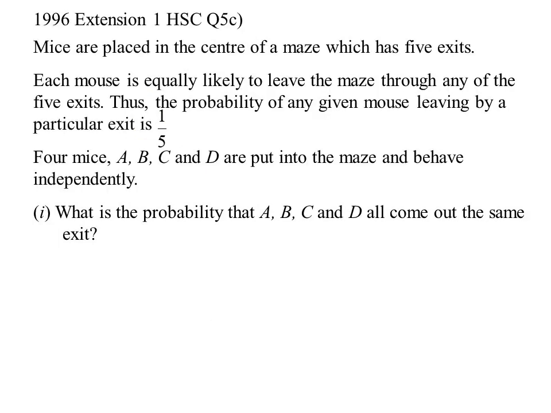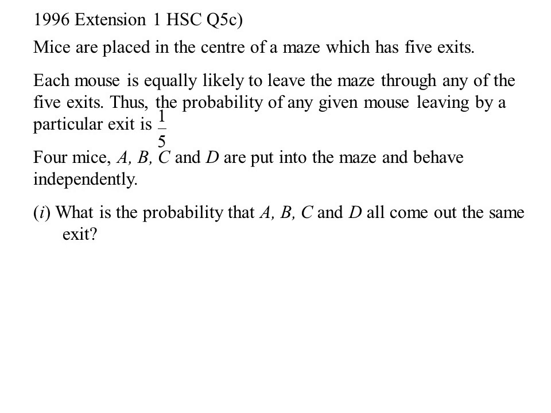Here's a really nice HSC question. It's a very old HSC question. How old is that? It's almost 30 years? Gosh, very old question, but it's a nice question. Mice are placed in the centre of a maze. The maze has 5 exits. So each mouse is equally likely to leave the maze through any of the 5 exits. Thus, the probability of any given mouse leaving by an exit is 1 in 5.